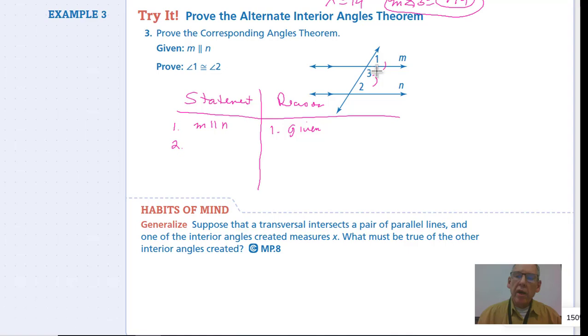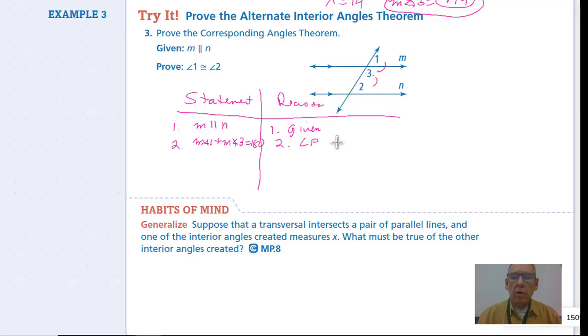Okay, let's note that measure angle 1 equals measure angle 2. No, we can't use that. That's corresponding angles. We're trying to prove that. Let's do measure angle 1 plus measure angle 3 equals 180.